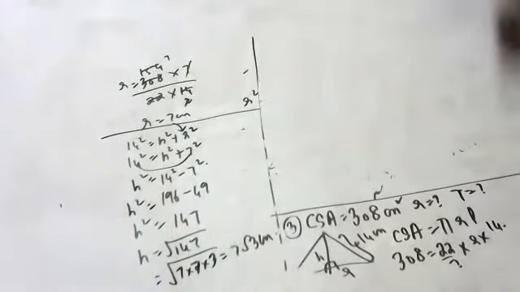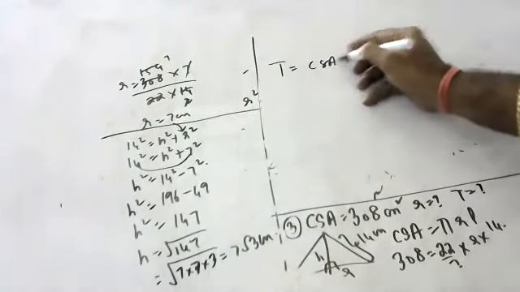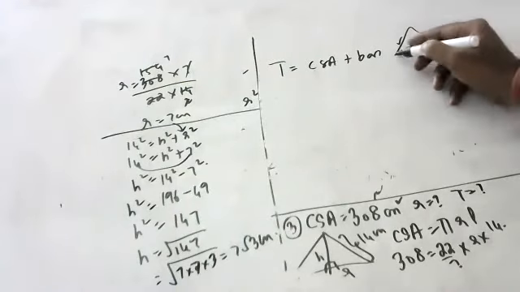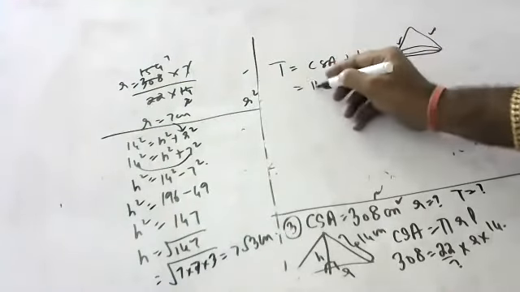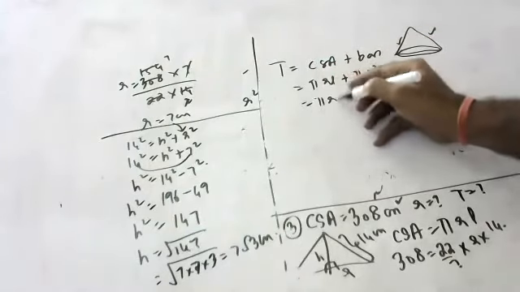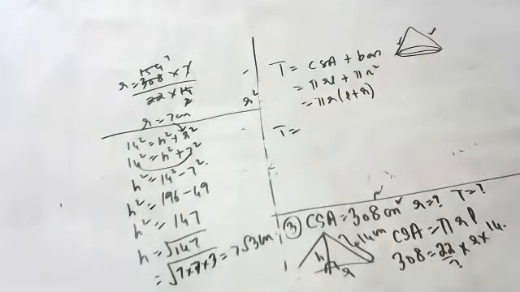So children, TSA of cone. Those who don't know how to do TSA of cone: CSA plus base area. This is CSA and this is base. CSA is pi r L and base is pi r square. If you take pi r common, L plus r. So what is the formula of TSA, children? Pi r into L plus r. TSA of cone is pi r into L plus r.